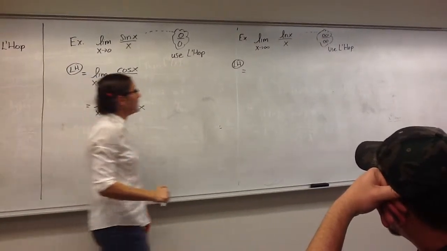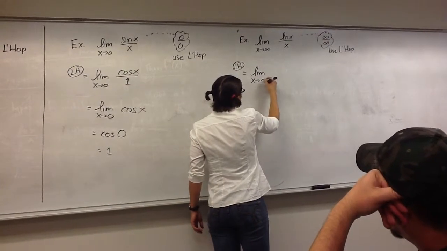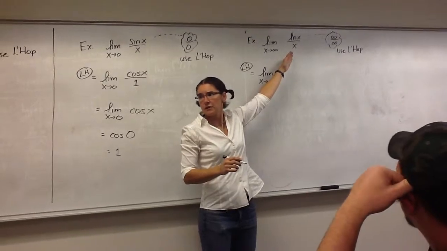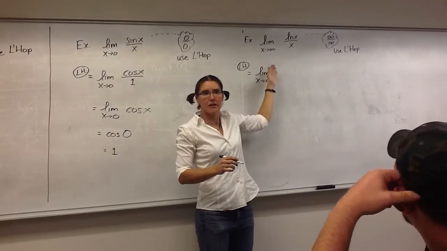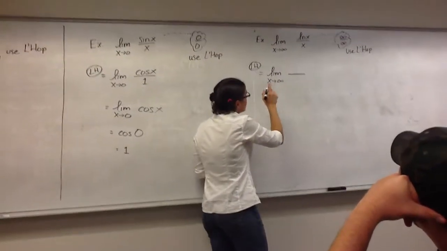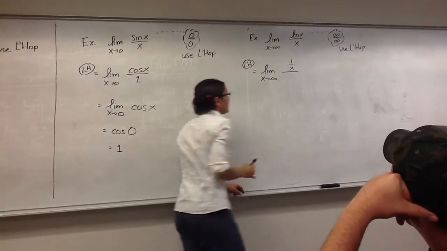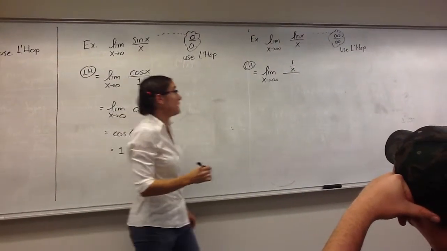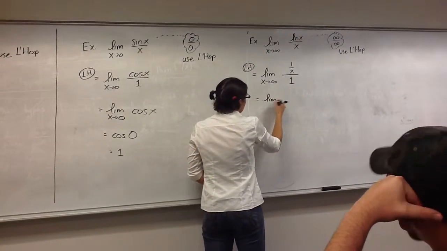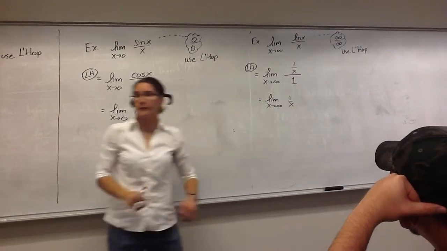All right, so L'Hopital says our original ratio, the limit as x goes to infinity, is the same as the limit of the derivatives. So derivative of natural log of x is 1 over x. Derivative of x is 1. And so we've got the limit as x goes to infinity of 1 over x.